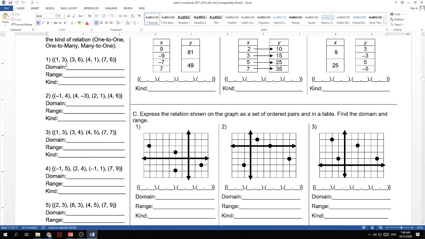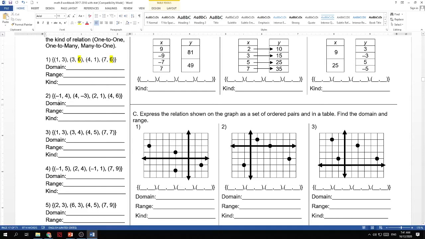What's the domain here in letter A? Okay, 1, 3, 4, 7. What's the range? 3, 6, and 1. Do not repeat 6 again. Now, what kind of relation is this? Many to 1. There is repetition in the range, in the Y value. I'm gonna highlight that. The 6 is the Y.